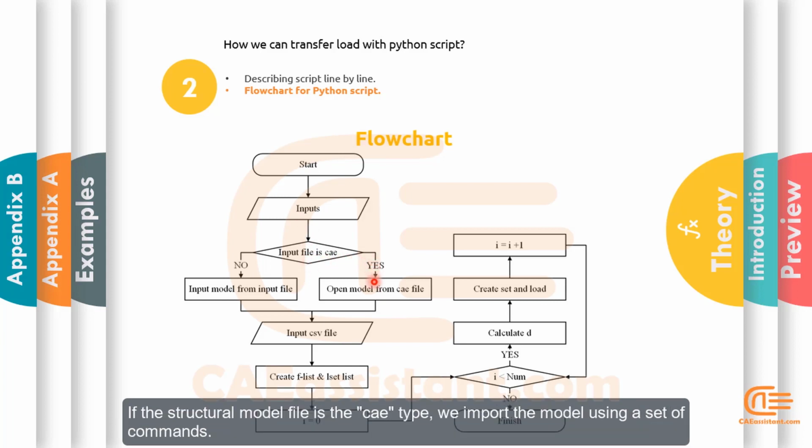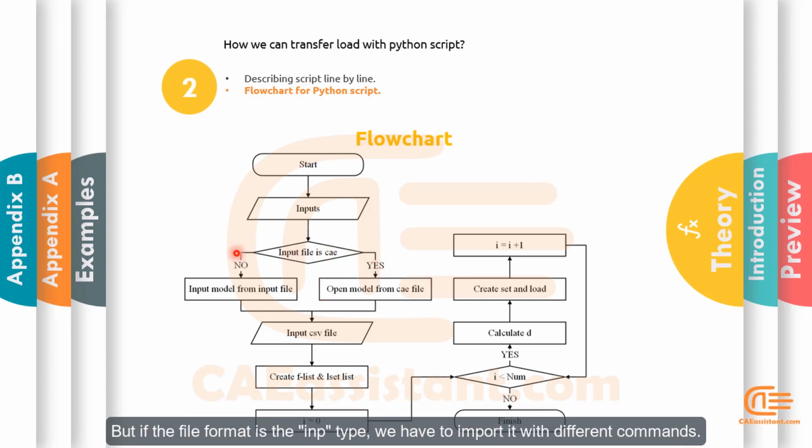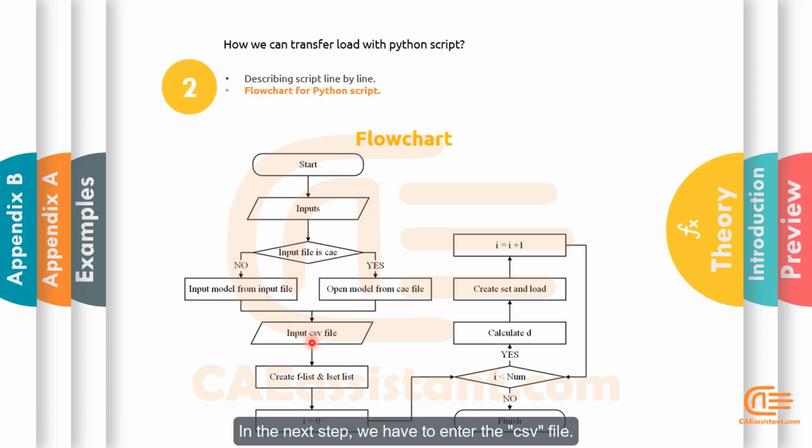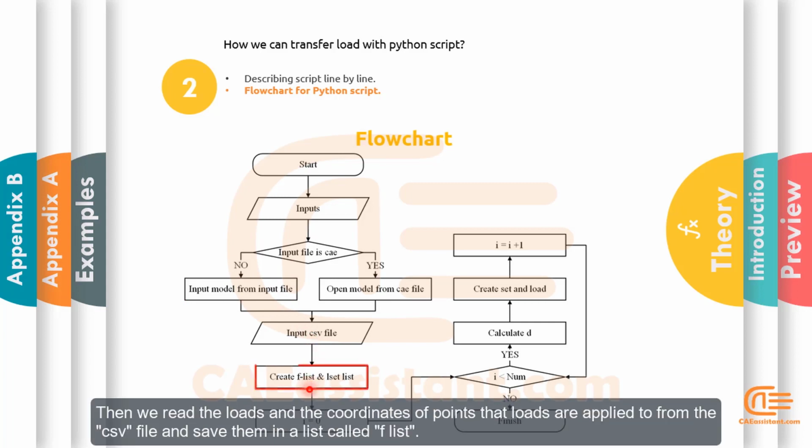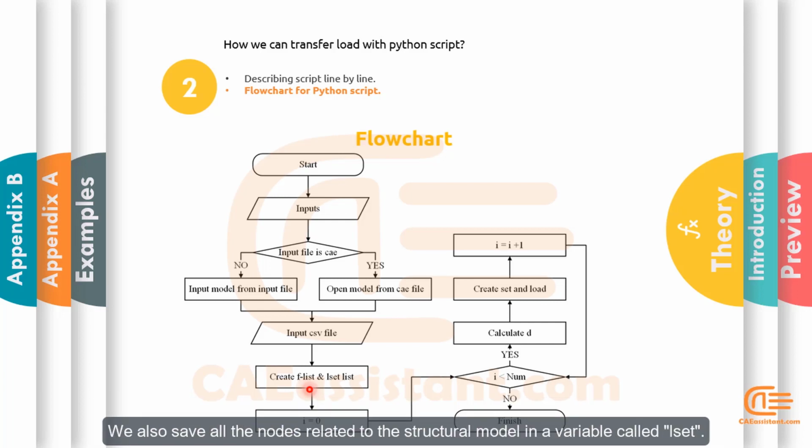If the structural model file is the CAE type, we import the model using a set of commands. But if the file format is the INP type, we have to import it with different commands. In the next step, we have to enter the CSV file. Then we read the loads and the coordinates of the points that loads are applied to from the CSV file and save them in a list called flist. We also save all the nodes related to the structural model in a variable called iSet.